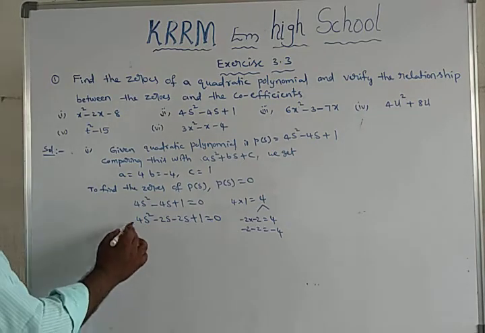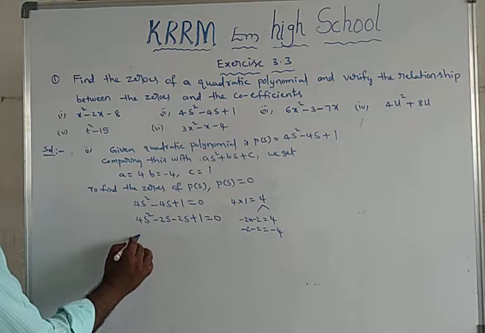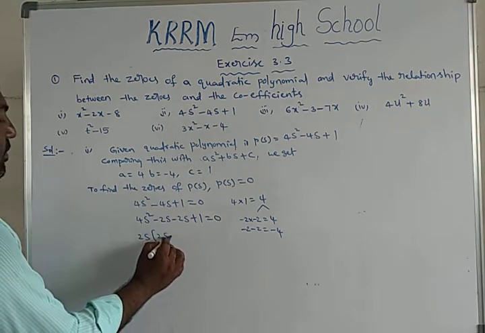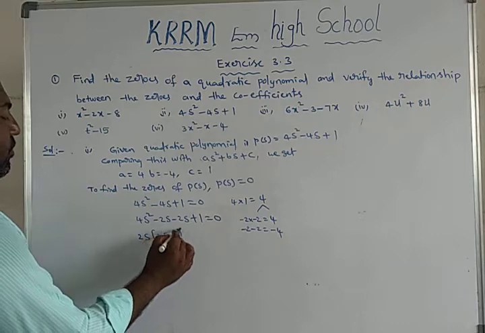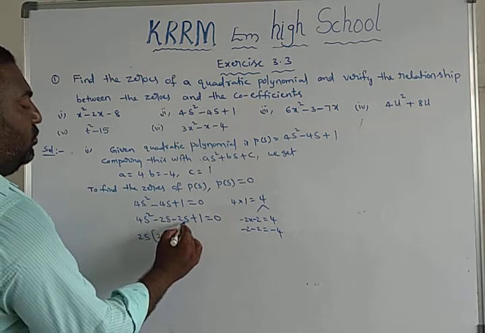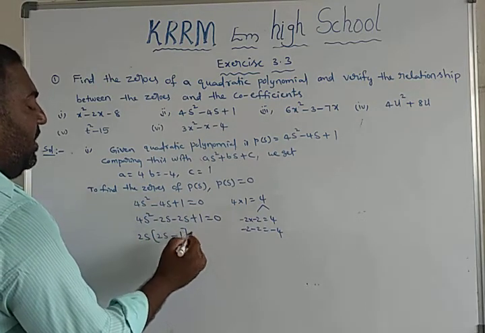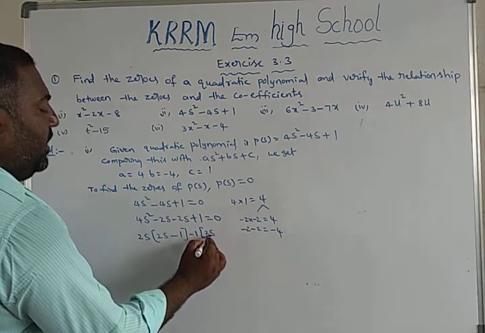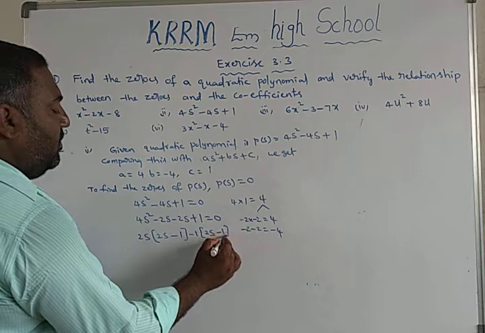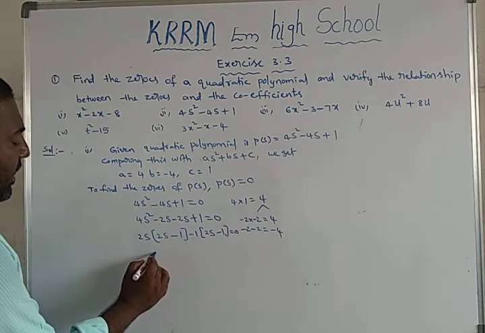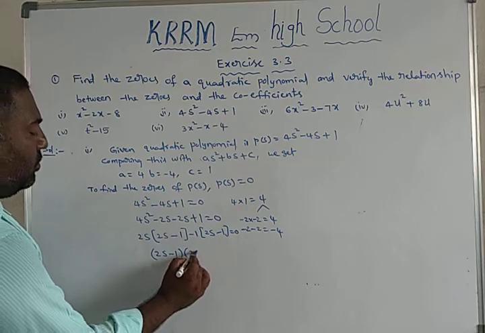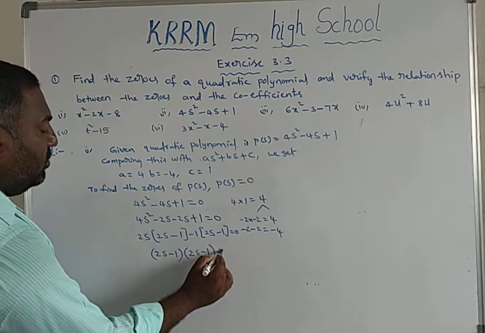In the first two terms, 2s is common: 2s into 2s minus 1. In the last two terms, there is no common variable, so we take only minus 1 as the common factor. Minus 1 is common: 2s minus 1 into 2s minus 1 is equal to 0.